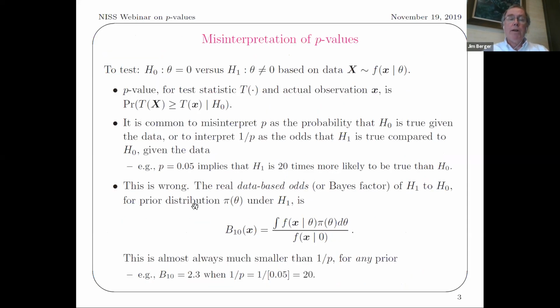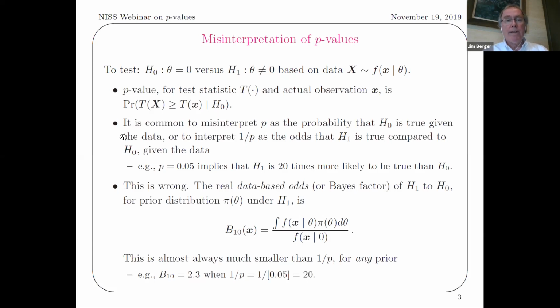First, however, let me just mention a little bit about the issue of misinterpretation of p-values. So take a simple test of theta equals 0 versus theta not 0 based on data arising from some density, f of x given theta. We have a test statistic t, the actual observation x, and the p-value. So the test statistic is one for which large values of t discredit the null hypothesis. So the p-value is just the probability that the random test statistic would exceed the observed value of the test statistic under the null hypothesis.